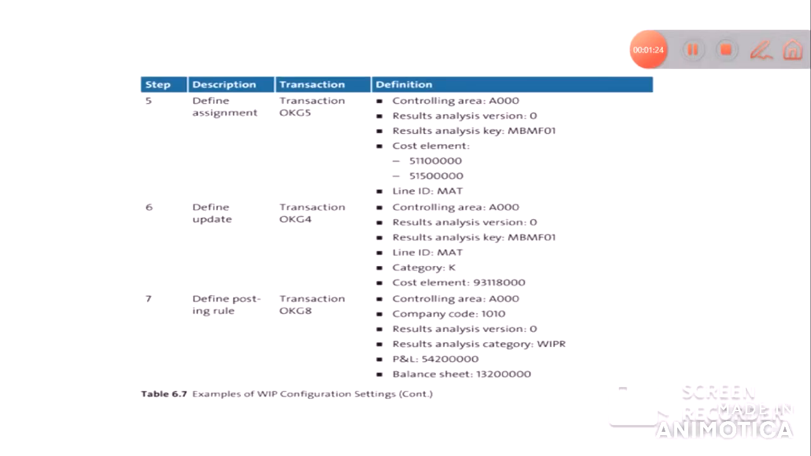So define assignment. It's in transaction OKZ5, controlling area, results analysis version, results analysis keys, and cost element and line ID. Define update, transaction OKZ4. And in addition to the above definition, we are additionally updating category K and cost element. And define posting rule, OKG8. And in results analysis category, P&L and balance sheet accounts are added in this transaction.